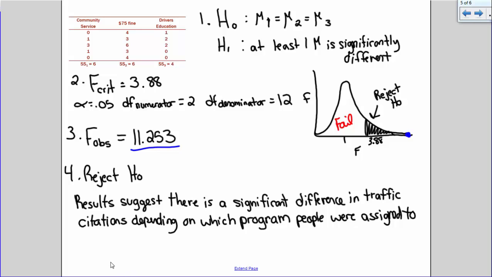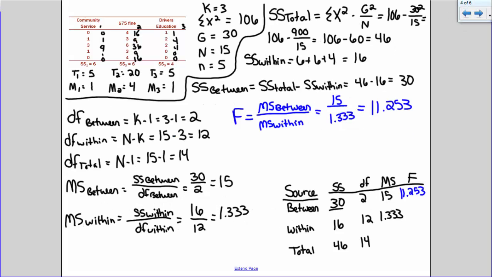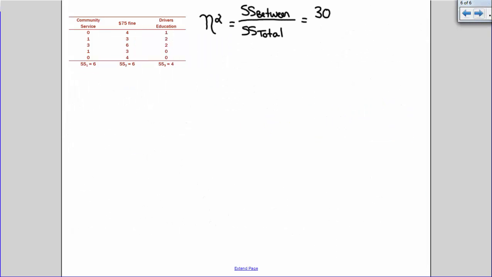Is there a substantial difference? Yeah, it could be significant. We could know that there's a difference through the independent variable, but we don't really know how substantial that difference is until we calculate effect size. So let's go ahead and figure out eta squared, our measure of effect size, which is equal to the sum of squares between divided by the sum of squares total. So our sum of squares between is 30, right? And our sum of squares total is 46. So our r squared is 0.652.